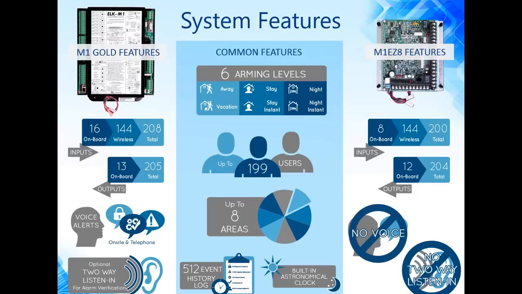So the M1 Gold has a voice output, which is output 1, and that allows the system to make on-site announcements for various events and different scenarios, and you also have a built-in telephone remote control with the M1 Gold. Those features are not available and cannot be added to the EZ8.